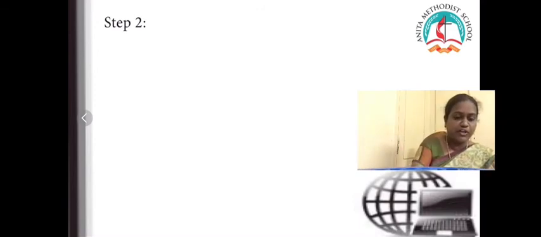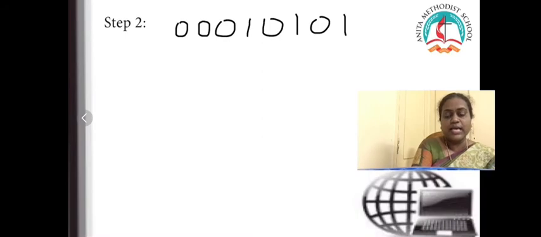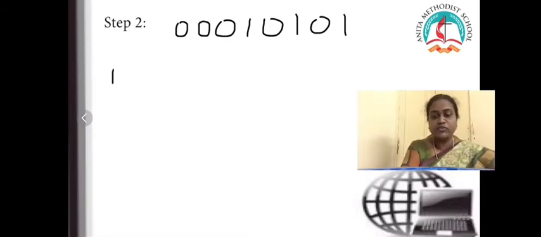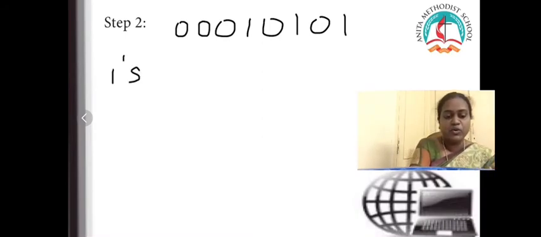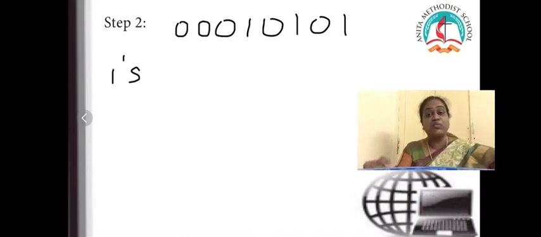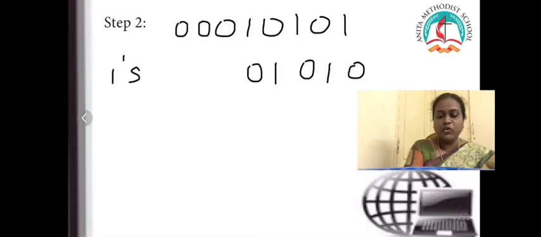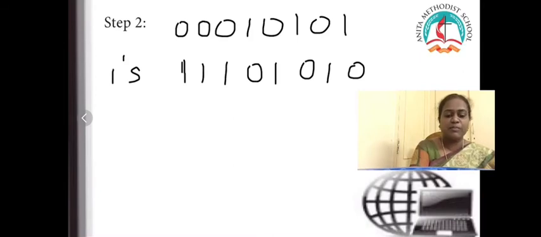Okay, so now I am going to write this number 21 as 0 0 0 1 0 1 0 1. This is my binary form. So first I will convert it into 1's complement. So all the zeros will become 1 and the 1's will become 0. That is 1's complement. So here this is 1, 1 1 1 0 1 0 1 0. This is my 1's complement number.